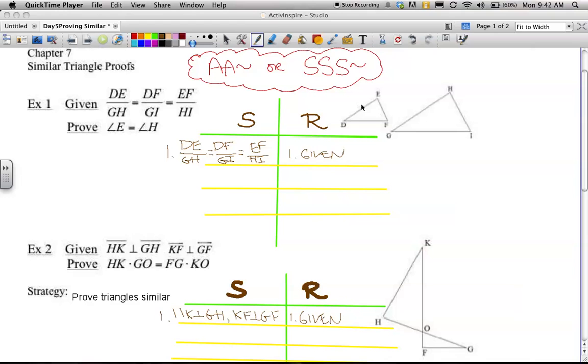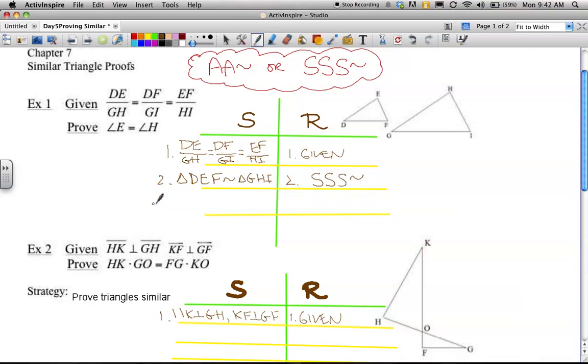Given the following: proportional sides, DE to GH, DF to GI, and EF to HI, prove that angle E equals angle H. Well, let's see. What do we know about these two triangles? Because we're given the sides, we're given side-side-side similarity, we can automatically go to the following. Triangle DEF, and make sure you line them up right. DEF is similar to GHI, and that is by side similarity.